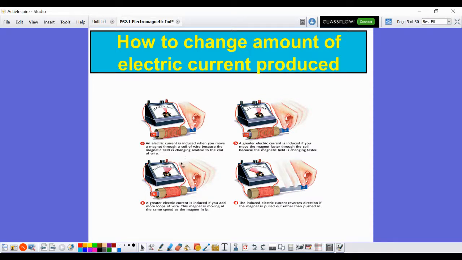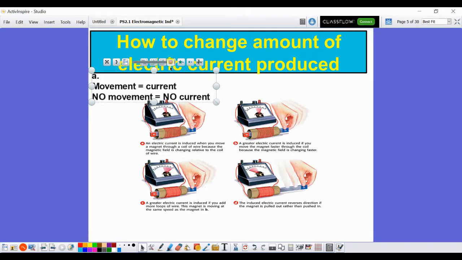When you move a magnet through a coil of wire, because the magnetic field is changing relative to the coil of wire, meaning it's moving with the magnetic field. So what we see here is this: the galvanometer moved, okay? You can see where those little red lines are not just in a straight up direction showing zero. Zero on a galvanometer is basically going in an upright position. If it's to the right, if it's to the left, that means it is producing electrical current. So what this is saying is that if we have movement, that means that we're going to have electrical current. And if we don't have movement, we don't have electrical current being produced, okay?